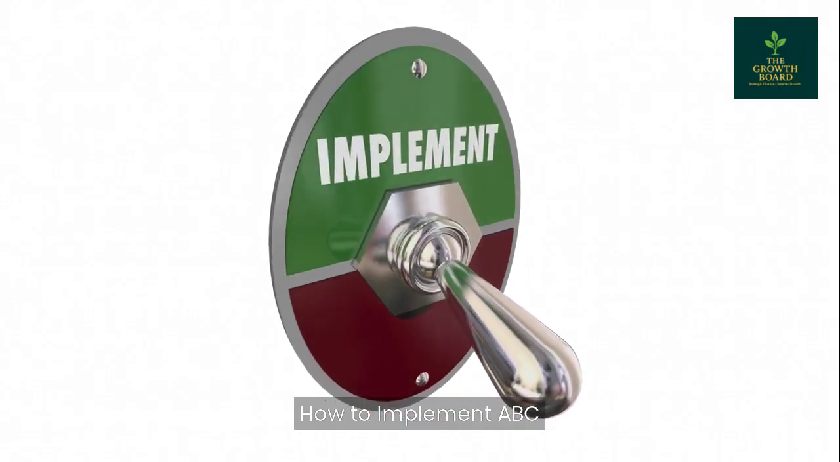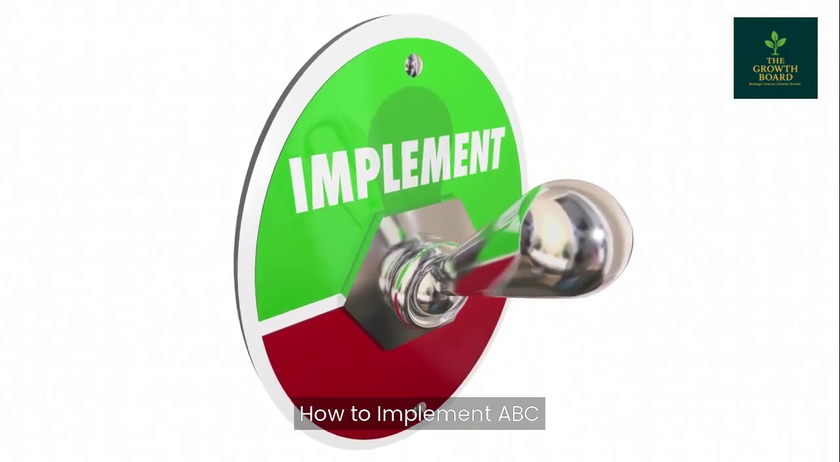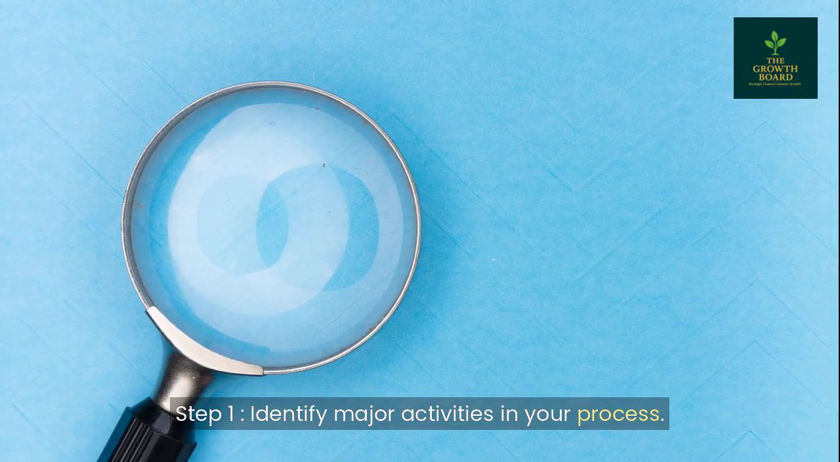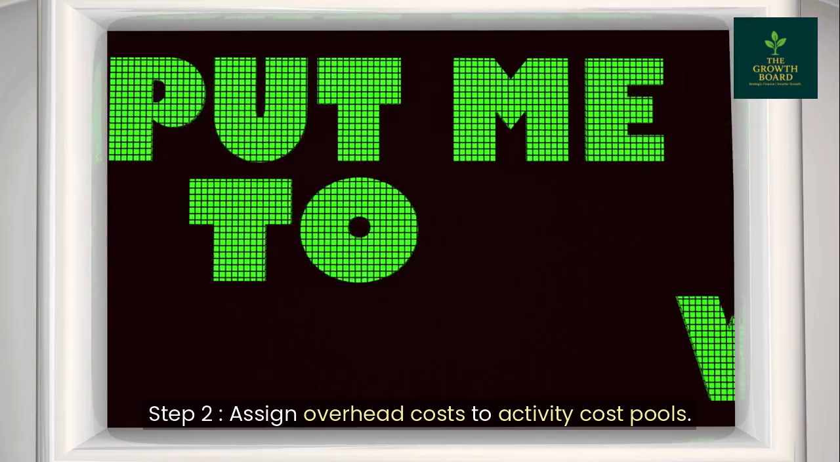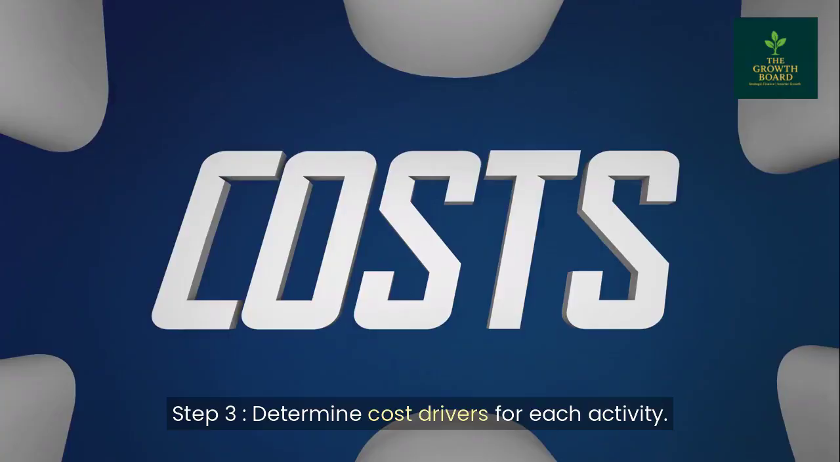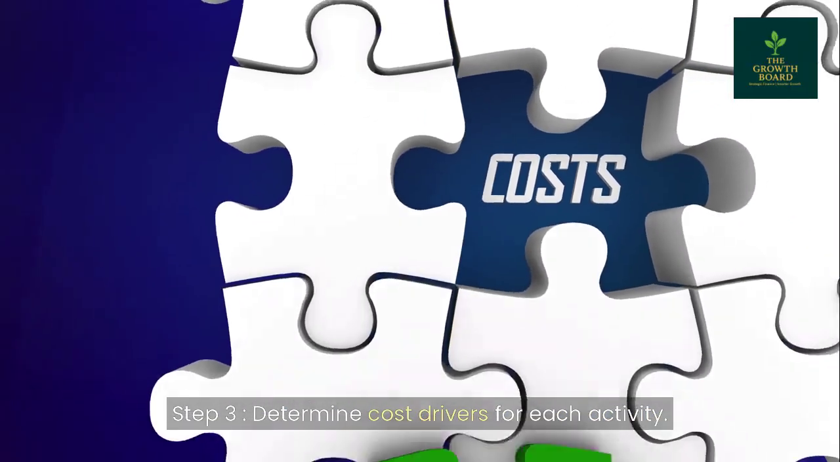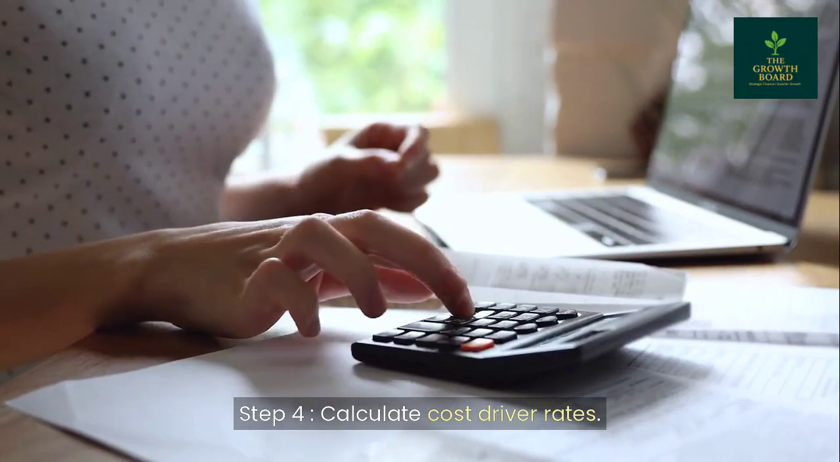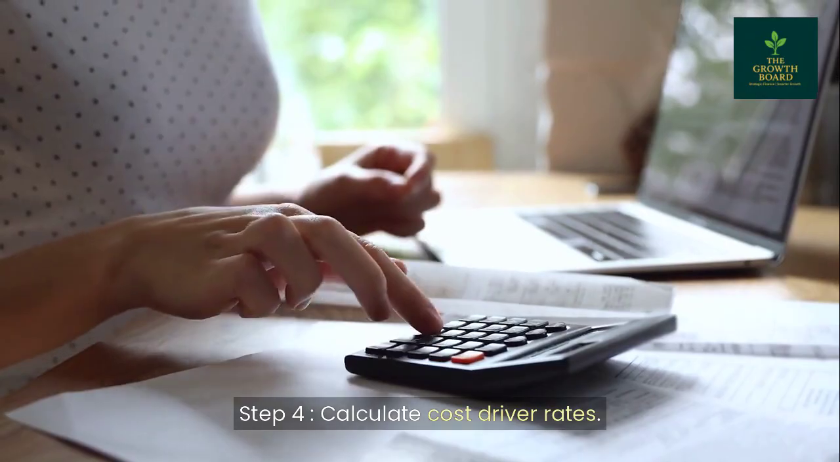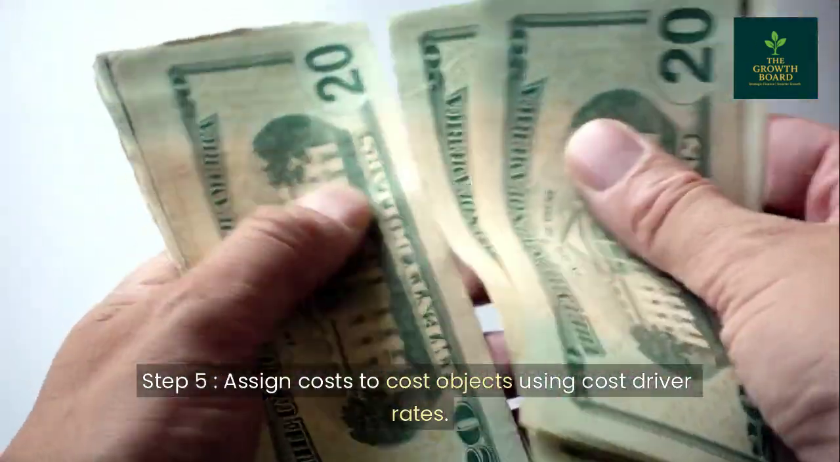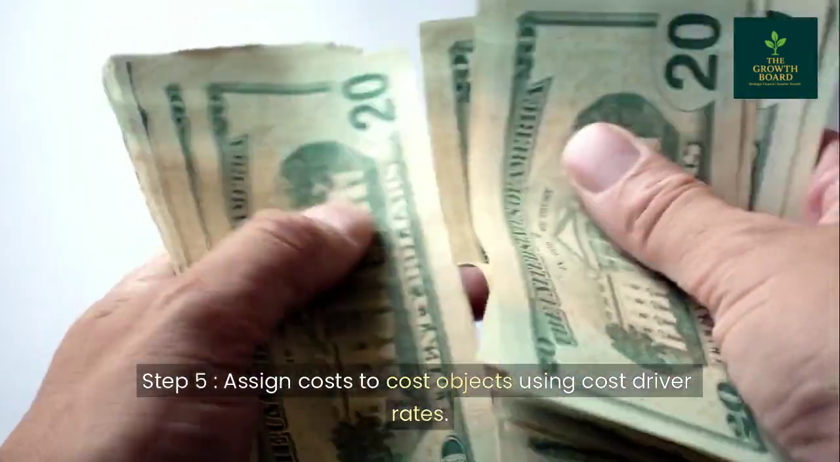How to implement ABC? Step 1. Identify major activities in your process. Step 2. Assign overhead costs to activity cost pools. Step 3. Determine cost drivers for each activity. Step 4. Calculate cost driver rates. Step 5. Assign costs to cost objects using cost driver rates.